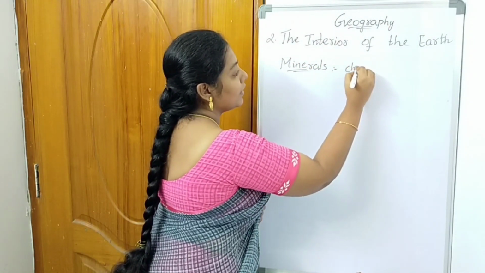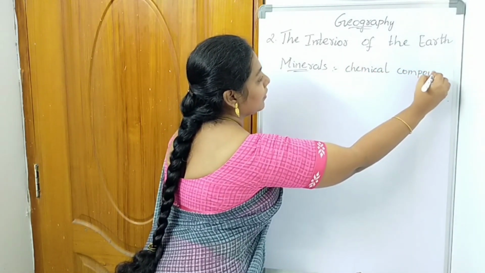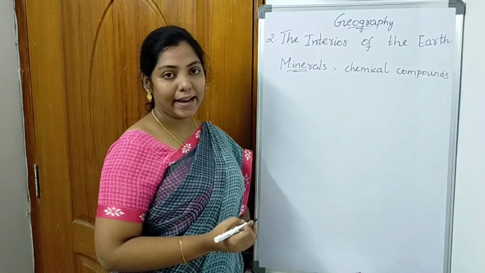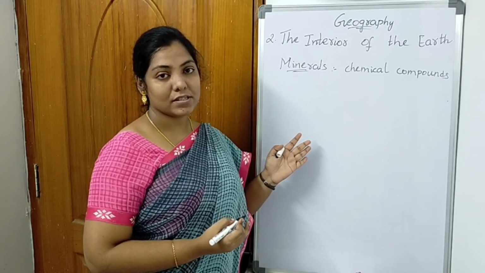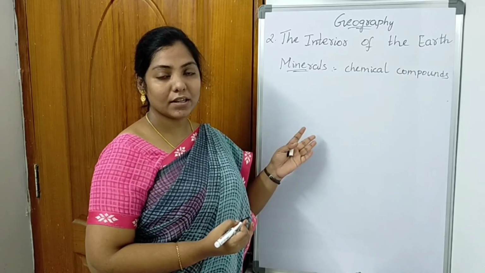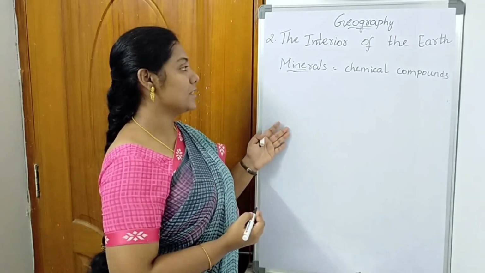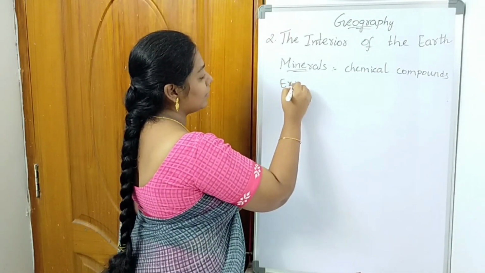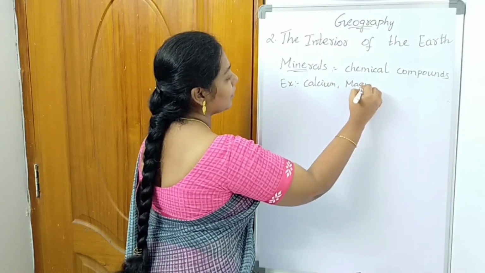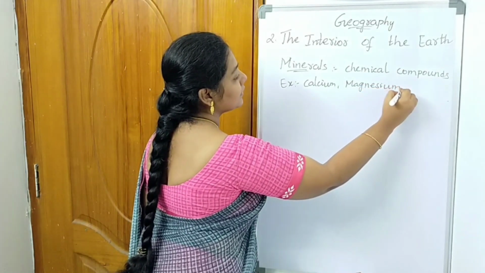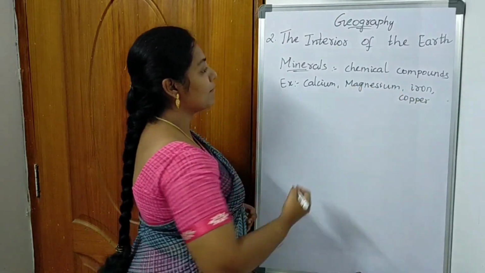Minerals are chemical compounds which are crystalline in nature, and these are the natural sources that we find in the rocks, and each mineral has a unique character, like a unique chemical composition and unique physical properties. I would like to give some examples for minerals like calcium, magnesium, iron, copper. All these are the examples for minerals.